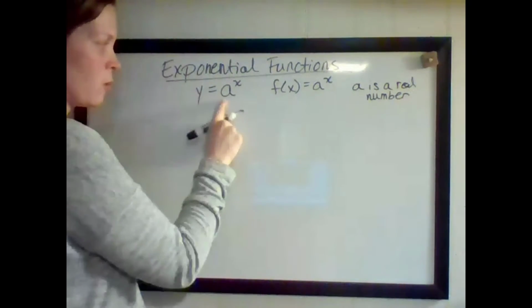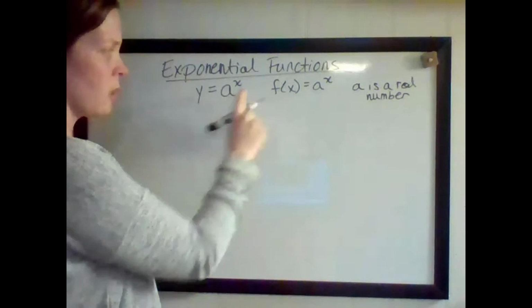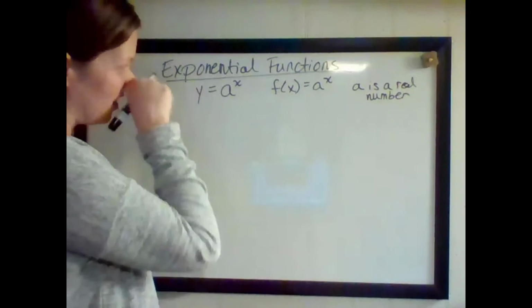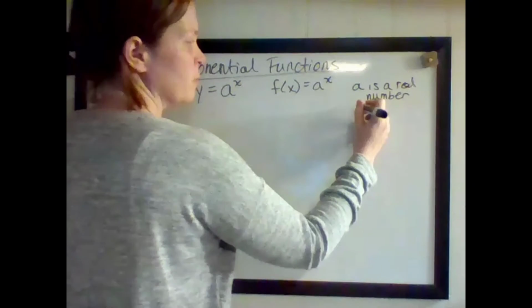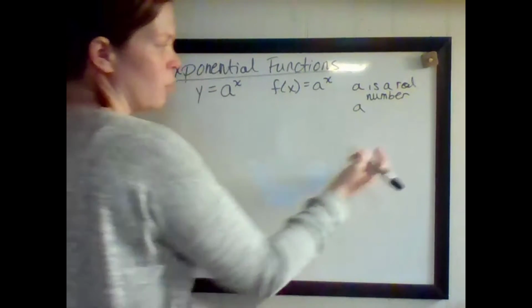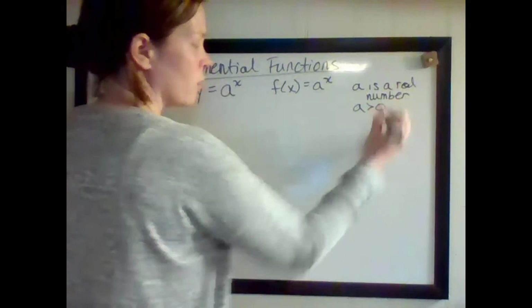So the difference is, instead of x being down here as the base, x is in the exponent, and a is a real number. Now, a couple things that we have to make sure for something to be an exponential function. We would have to make sure that a is greater than 0.